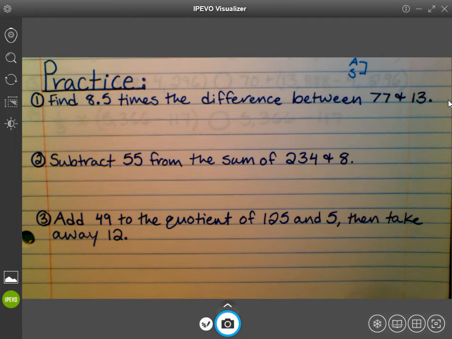Yes, Frankie? The number 1, between 77 and 13, is that a plus symbol? That's an "and" symbol. It doesn't show up as well on the smartboard. Between 77 and 13, that's an "and" symbol, not a plus symbol. No. You're finding the difference. Think about what that means.